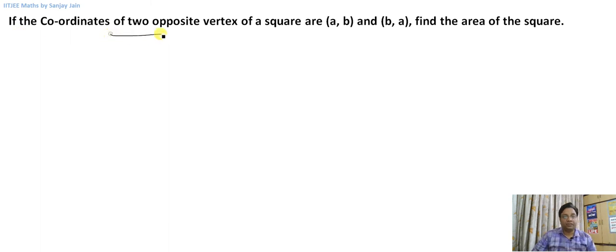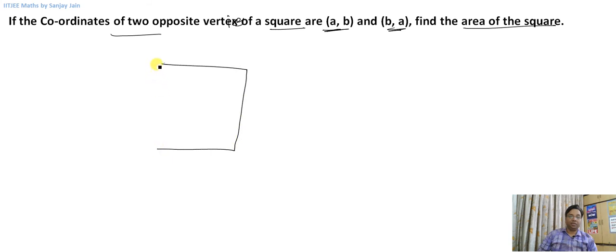If the coordinates of two vertices of a square are a comma b and b comma a, find the area of the square. This looks like a simple question. We are given the coordinates of opposite vertices like a comma b and b comma a, and we need to find the area of this square.